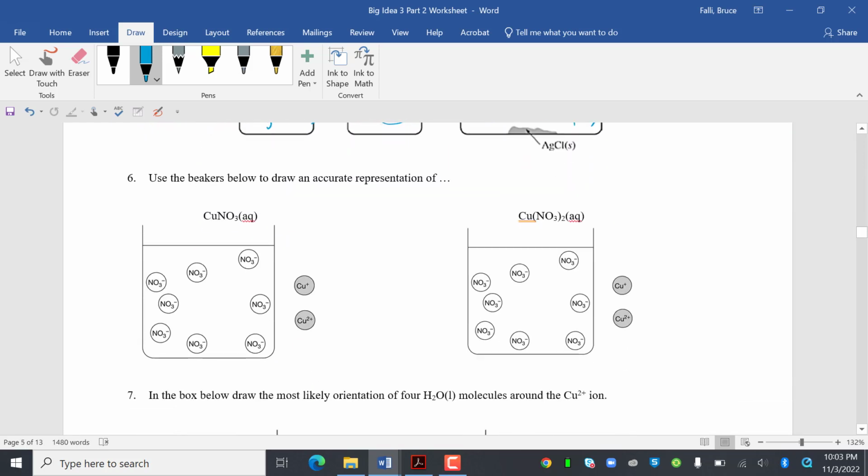Use the beakers to draw an accurate representation of CuNO3. Okay, so notice Cu equals NO3. So if I've got 1, 2, 3, 4, 5, 6, 7, 8, I need to have 8. I'm just going to make those shady. 1, 2, 3, 4, 5, 6, 7.